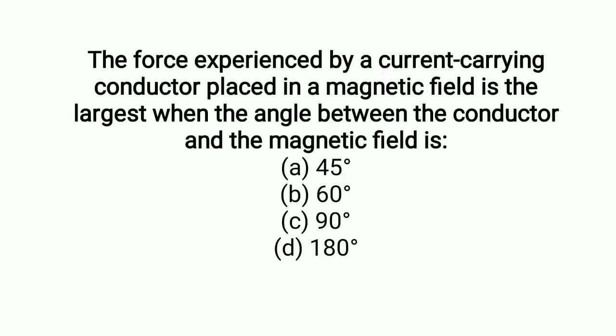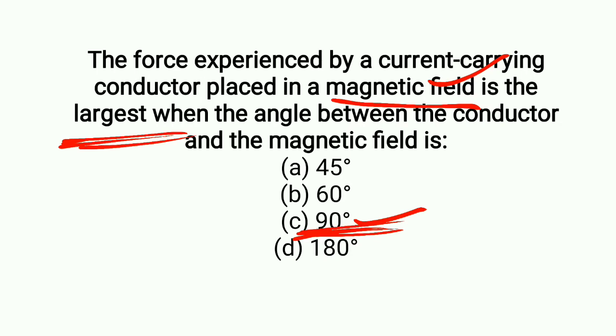The force experienced by a current carrying conductor placed in a magnetic field is the largest when the angle between the conductor and the magnetic field is 90 degrees. Whenever the conductor is kept in a magnetic field, it displaces. The force is largest when we have kept the current carrying conductor at 90 degrees.